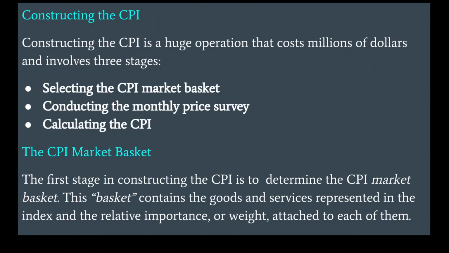Constructing the CPI. Constructing the CPI is a huge operation that costs millions of dollars and involves 3 stages: selecting the CPI market basket, conducting the monthly price survey, calculating the CPI. The CPI market basket. The first stage in constructing the CPI is to determine the market basket. This basket contains the goods and services represented in the index and the relative importance, or weight, attached to each of them.